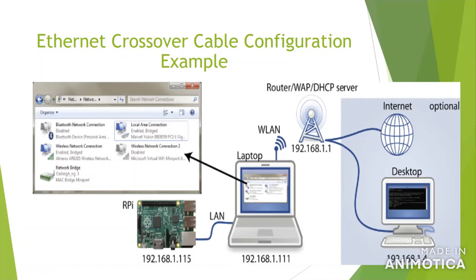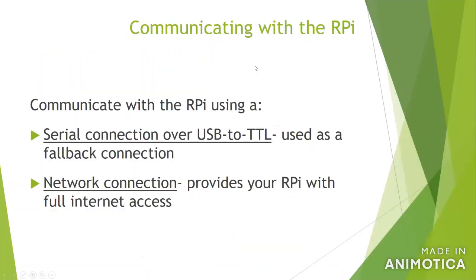like what I have. I can check the IP address for the Raspberry Pi, and then I just use SSH to remotely log into the Raspberry Pi and control the Raspberry Pi. Okay, so that's something that you want to understand. Okay. There are some other ways that you can communicate with the Raspberry Pi. You can use a serial connection over USB to TTL, and also a network connection. But the connection I showed you is very convenient.